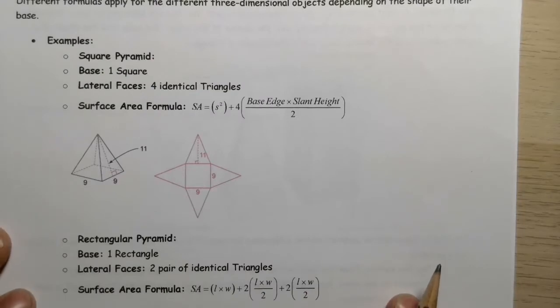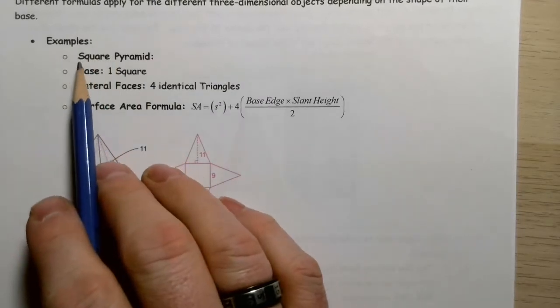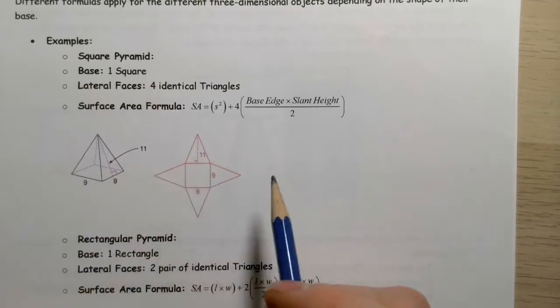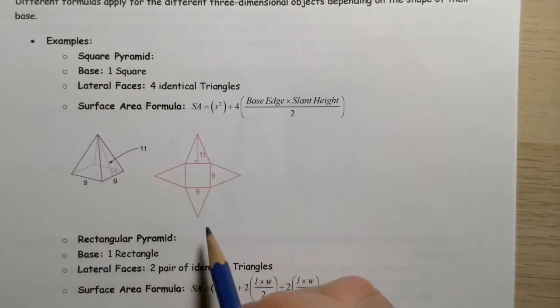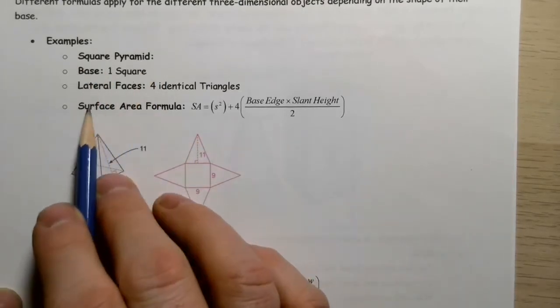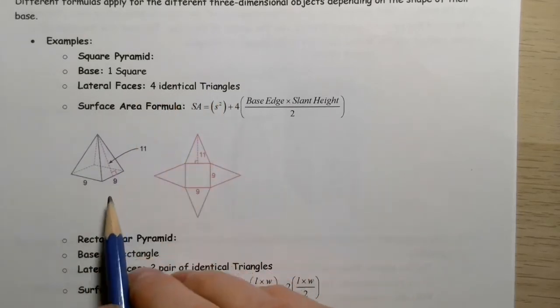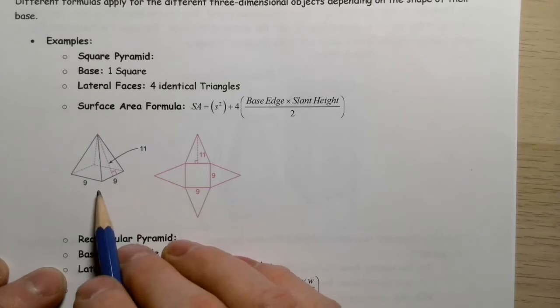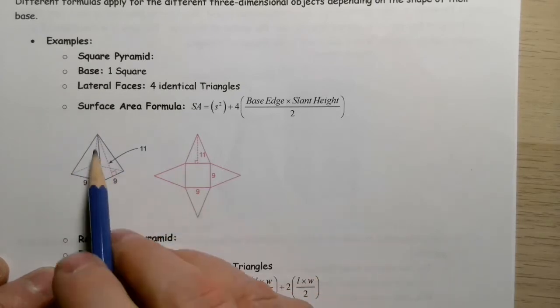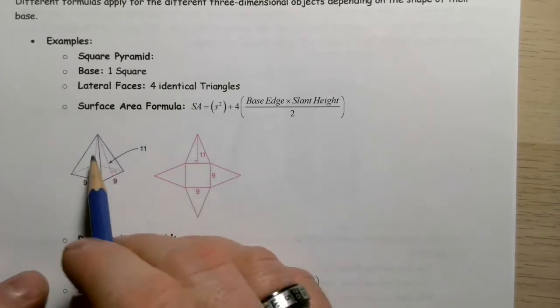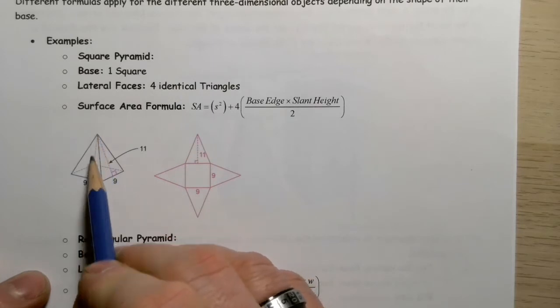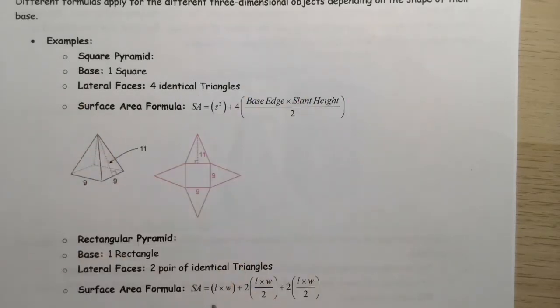All right, so in this problem, we're going to be asked to look at the surface area of a square pyramid. The base is a square. The lateral faces are going to be 4 identical triangles, and I know they're identical because the base is a square, so all of the sides are going to be the same here. And we're still assuming that's a right pyramid. In other words, that apex is right above the center. We're not tilting it off to one side or whatever.